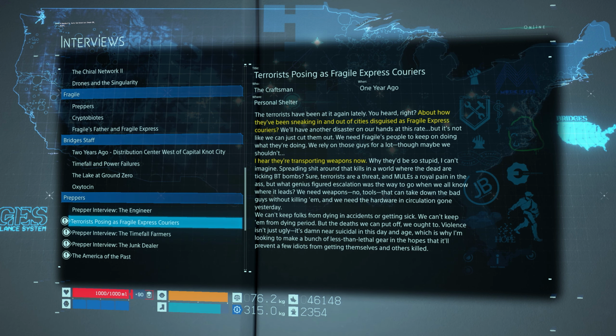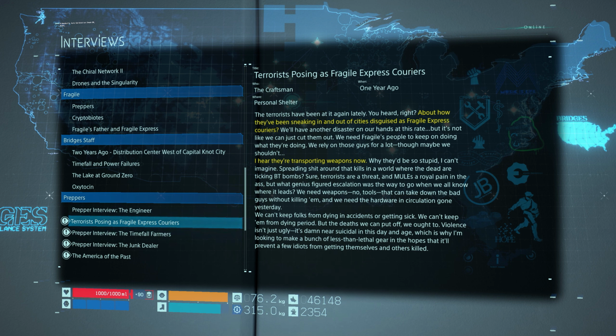Terrorist posing as Fragile Express couriers. This is from the Craftsman, 1 year ago in his personal shelter. The terrorists have been at it again lately. You heard, right? About how they've been sneaking in and out of cities disguised as Fragile Express couriers. We'll have another disaster on our hands at this rate, but it's not like we can just cut them out. We need Fragile's people to keep doing what they're doing. We rely on those guys for a lot. Though maybe we shouldn't.